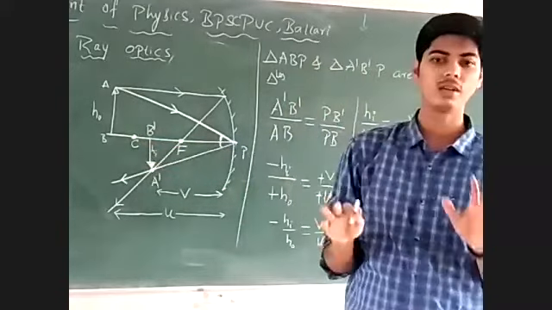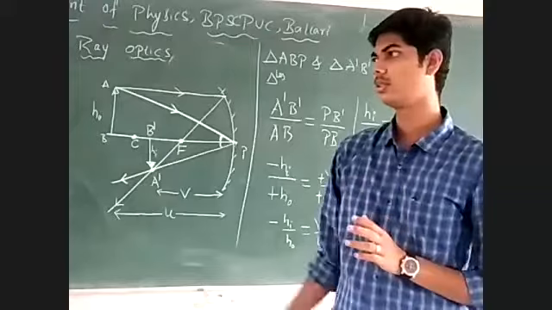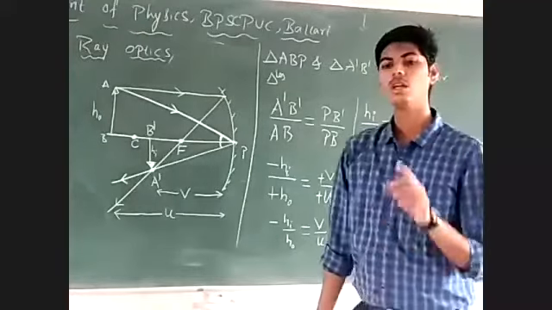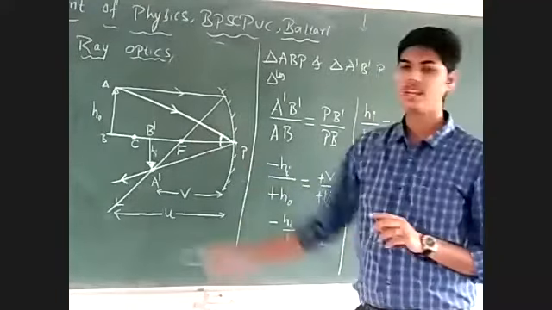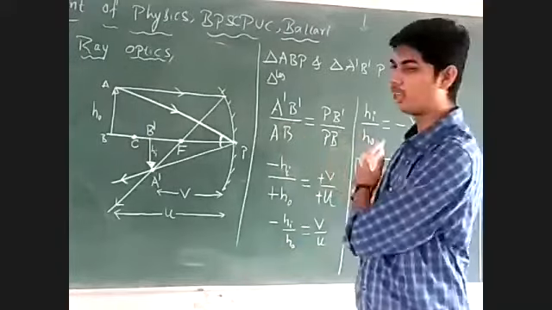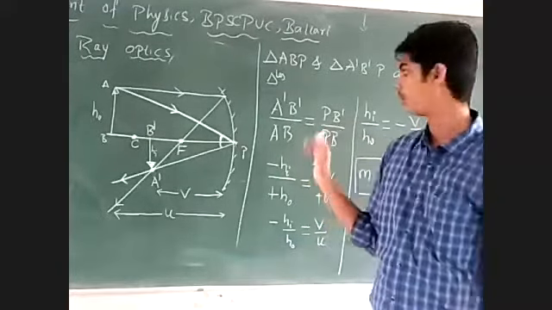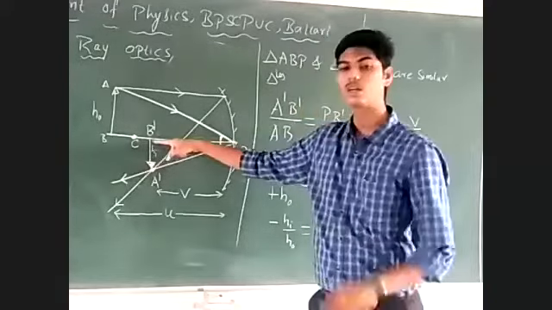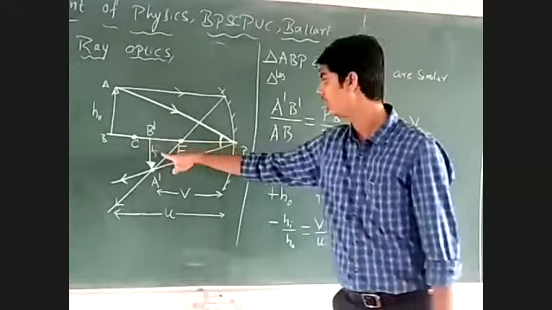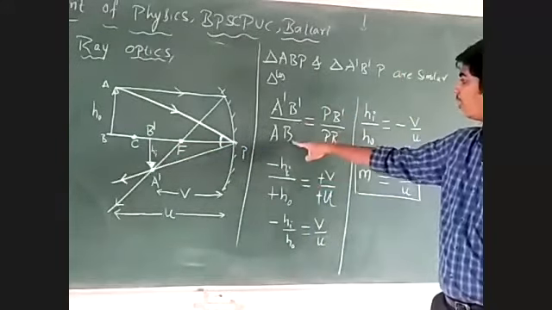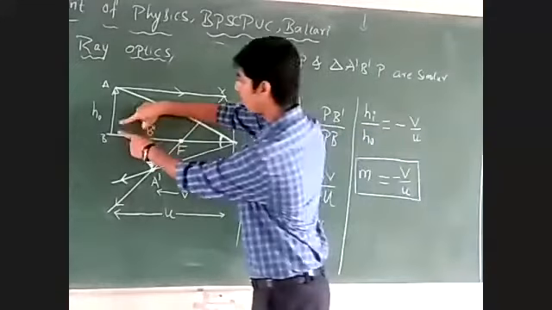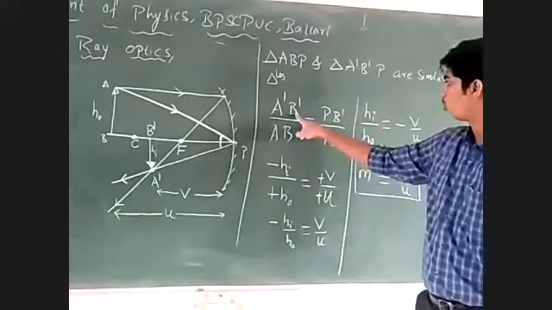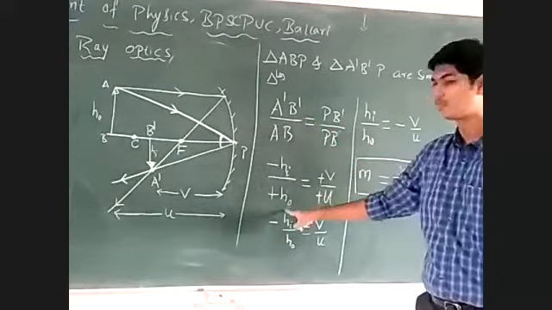So PB dash divided by PB can be written. If you want, you can draw the separate triangles and do it. A dash B dash is nothing but the height of the image. According to Cartesian sign conventions, it must be taken negative. So minus HI divided by AB, which represents the height of the object, and according to Cartesian sign convention, it must be taken positive. So A dash B dash divided by AB is minus HI divided by plus HO.